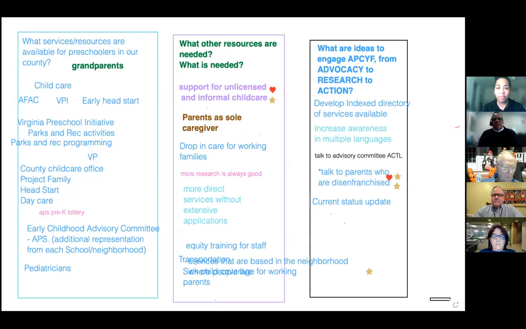As you can see, there are the three boxes and the headings are: what services and resources are available for preschoolers in our county, what other resources are needed, and what is the need.